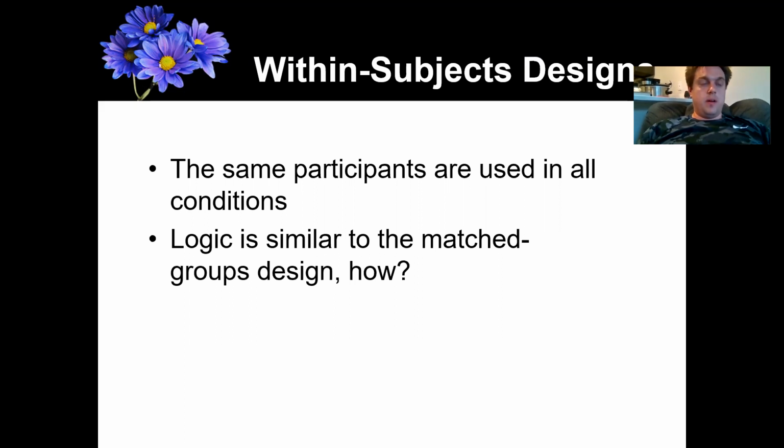So if I was running a study comparing two different memory strategies, and I had say two conditions, in a between subjects design, I would have different people do one condition and different people do the other condition, randomly assigned. Within subjects, I could instead just have the same people do the first condition and the same people do the second condition.